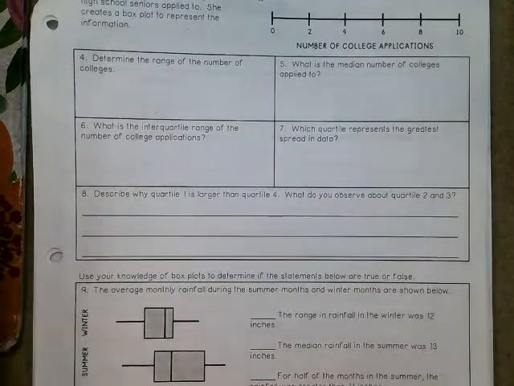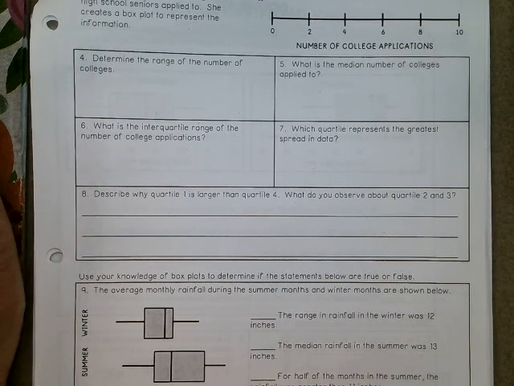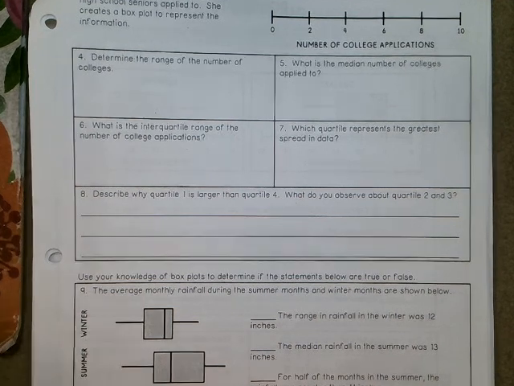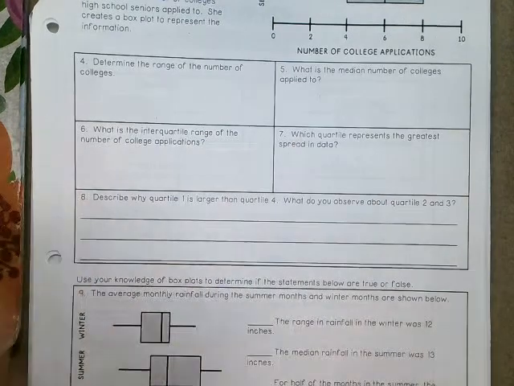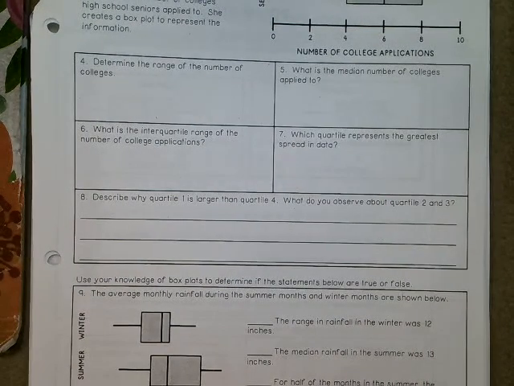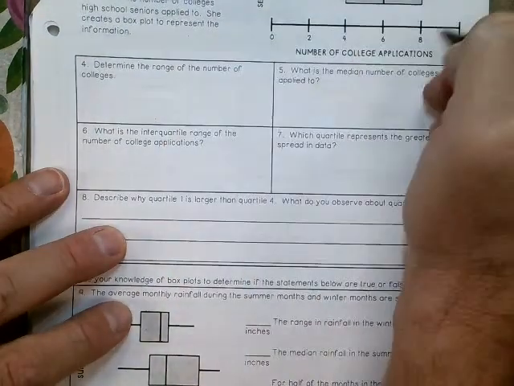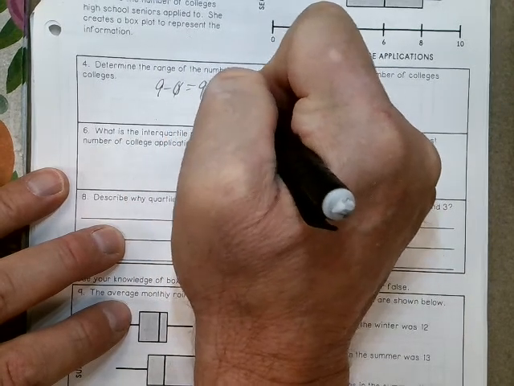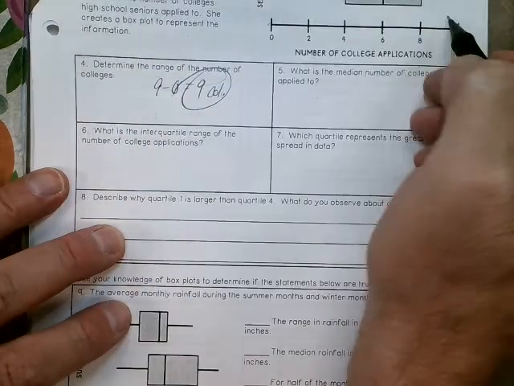All right, let's flip the page and continue on with the next piece. Christina conducts a poll to determine the number of colleges high school seniors applied to. She creates a box plot to represent the information. We're going to answer these questions from that. Determine the range of the number of colleges. Well, big minus small. Looks like it's going to be 9 minus 0 is 9. 9 colleges, right? Big minus small.